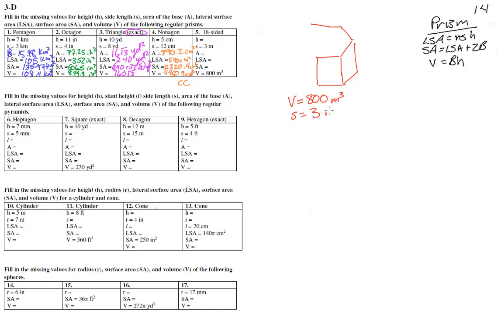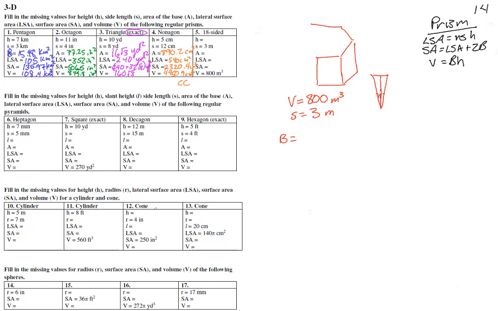So let's see if we can go backwards from that. Side length is 3. I think we can get the area of the base. So let's try this. The area of the base is going to be, we need to find that apothem first of all. Let's draw a little triangle out here that represents what's going on. So we've got 18 sides. Central angle, that's 360 divided by 18 is 20.